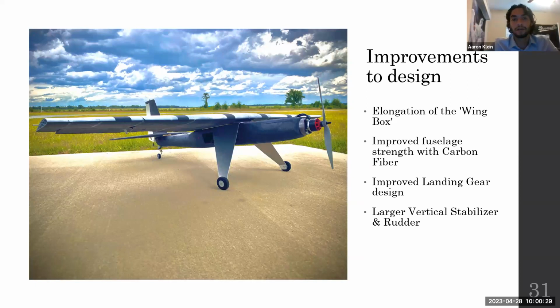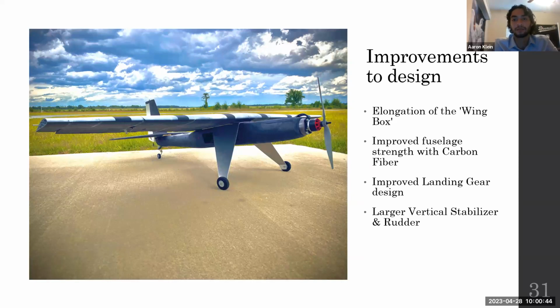So after the third test flight, we modified several components of our aircraft for the final plane. First, we redesigned our fuselage by extending the wing box and remaking it out of carbon fiber. In the two crashes we've had, the fuselage was the main component which was damaged, so we believed that a stronger fuselage would be beneficial.